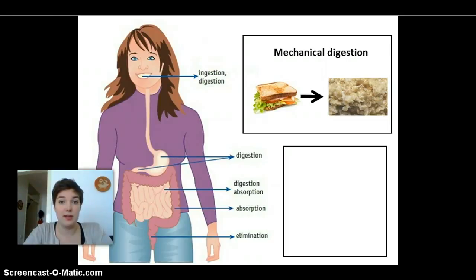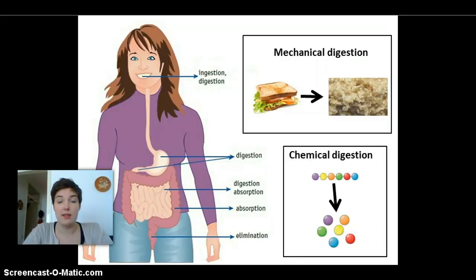Afterwards, it goes into our stomach. That's where most of the digestion happens, and this is called chemical digestion, making the big molecules into smaller ones. After that, in the intestines, right here, we can see that there's also some digestion going on, but also absorption, so the nutrients going into our bloodstream. And finally, everything we don't need is eliminated through our anus.